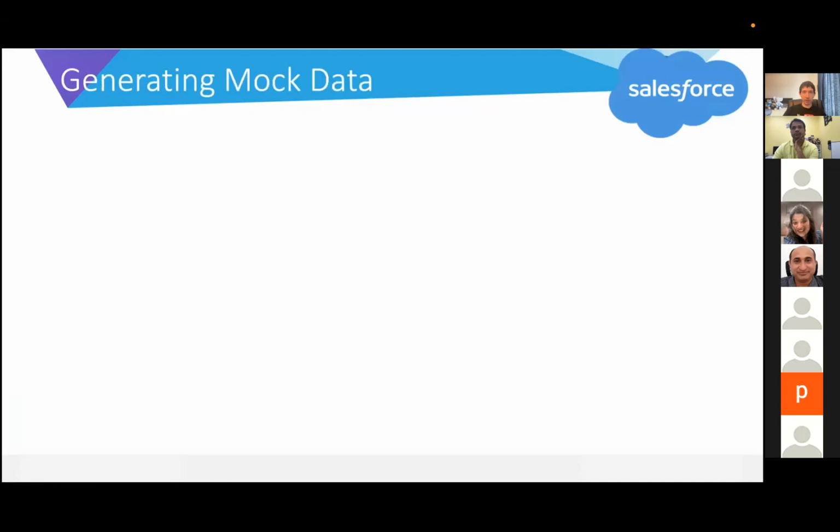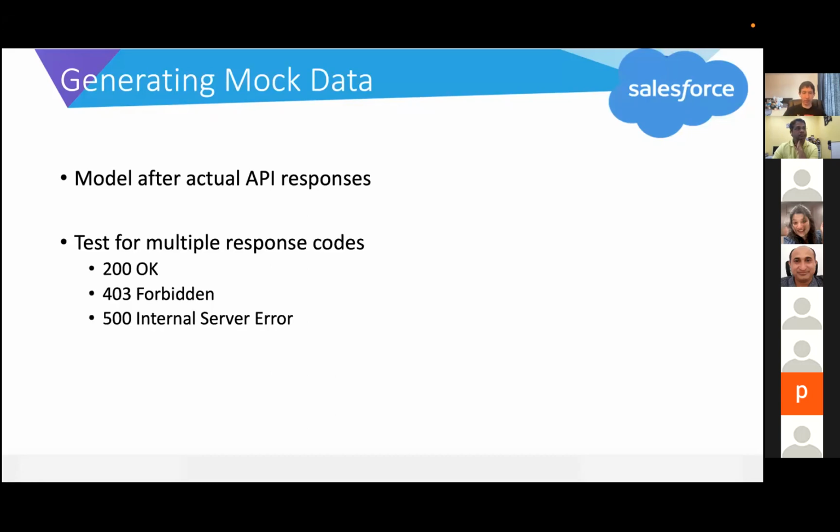And so when we are generating mock data, again, we want to make sure we're modeling it after actual API responses. And we also want to make sure we're capturing different response codes. So we want to make sure when everything works perfectly, obviously it's working. That's probably the most important use case. That's going to be our 200 OK response code. So when we get good data back from our external system, did our code work or not?